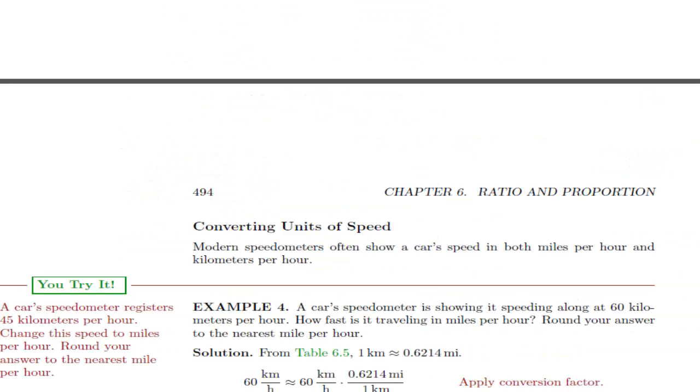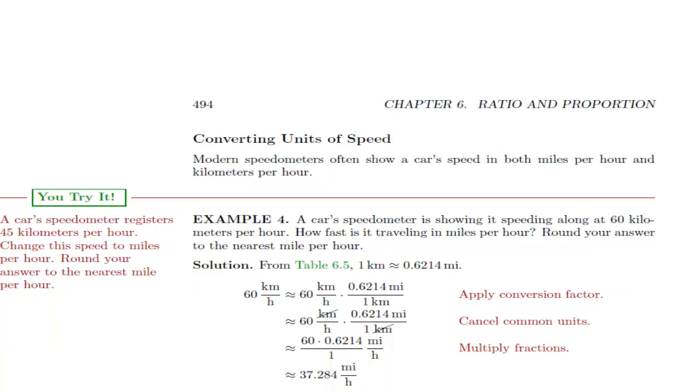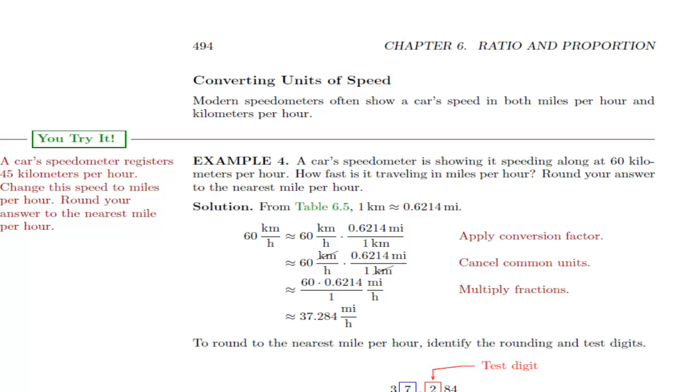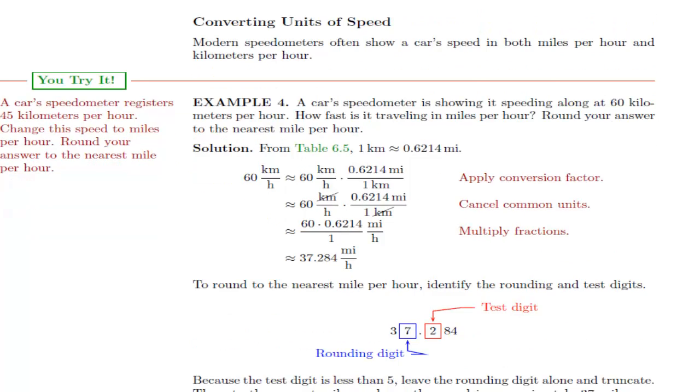Converting units of speed. Modern speedometers often show a car's speed in both miles per hour and kilometers per hour. Example 4. A car speedometer is showing it's speeding along at 60 kilometers per hour. How fast is it traveling in miles per hour? Round your answer to the nearest mile per hour.